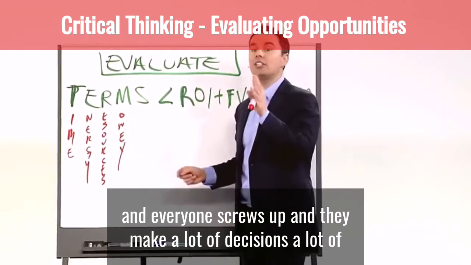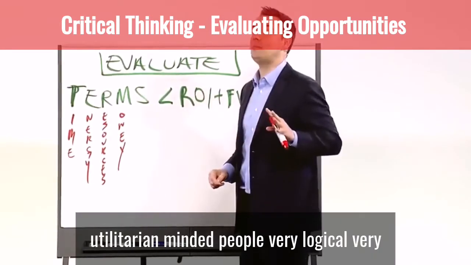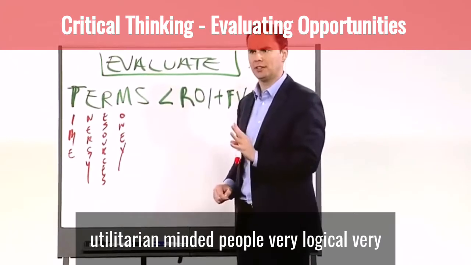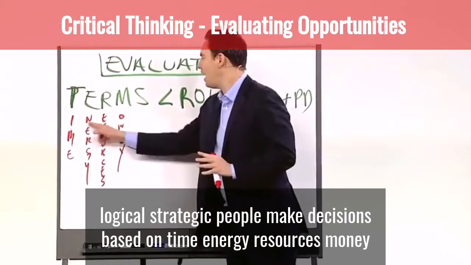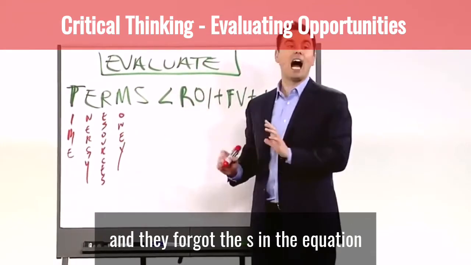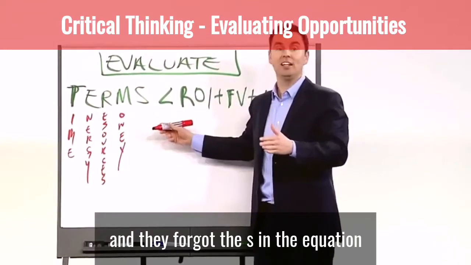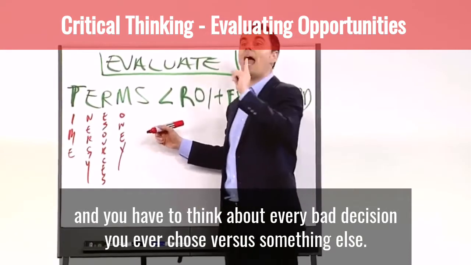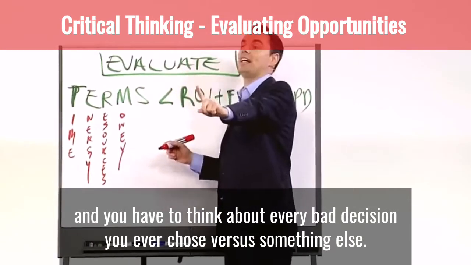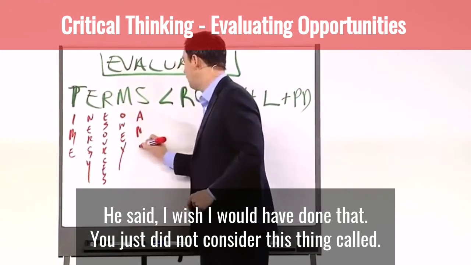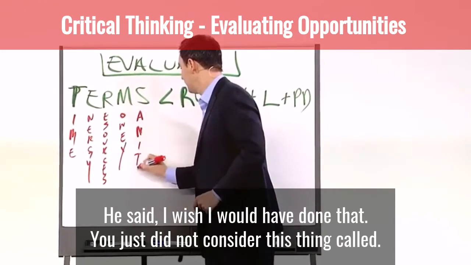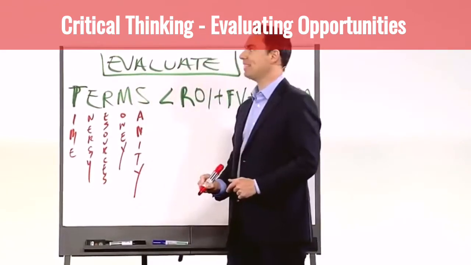A lot of utilitarian-minded people, very logical, strategic people, make decisions based on time, energy, resources, money, and they forget the S in the equation, and you have too. Think about every bad decision you ever made versus something else. You said, I wish I hadn't done that. You just did not consider this thing called sanity.